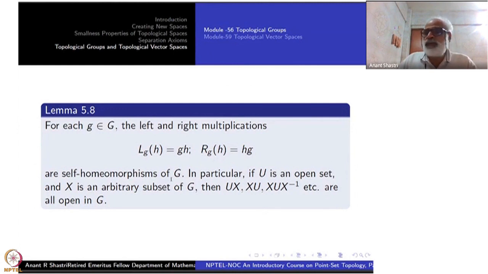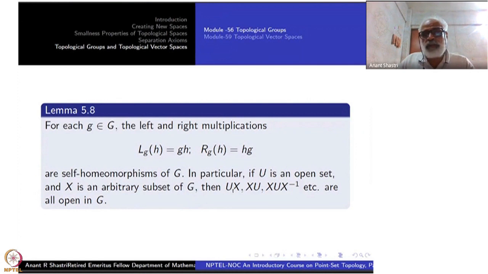An easy consequence of this is that you take any open subset U, and let X be any arbitrary subset of G. Then UX consists of little u, little x, multiplied together and collected together. That will be an open set. Similarly XU, now multiplying on the other side. Or you can take XUX inverse, or many other combinations, just like writing alphabets. One of them being open is necessary. Then all these subsets will be open. Can you see why this is true?